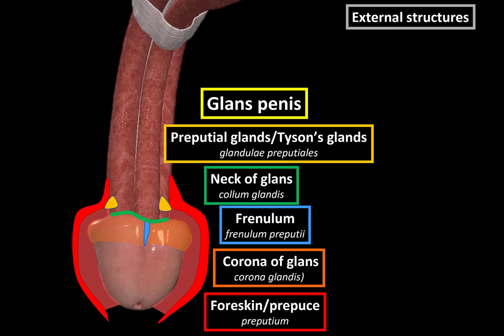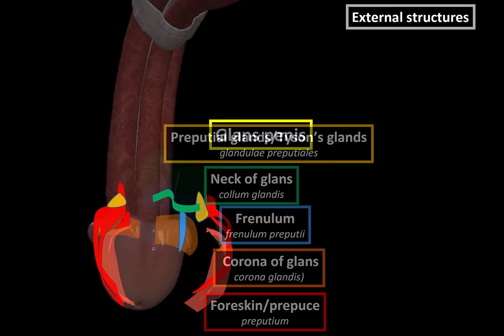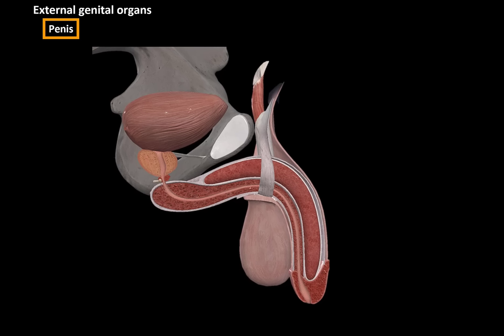It's more common in uncircumcised men who don't clean the area well enough. And women can also get smegma in their vaginal area as well. So that was the external surface of the penis. Let's now make a transverse cut, like this, remove some part of the penis, and look at it from this perspective. We will see this.